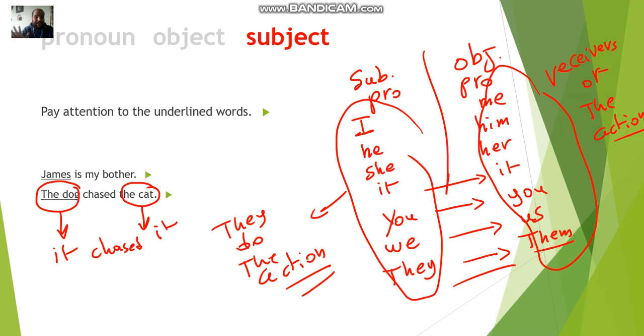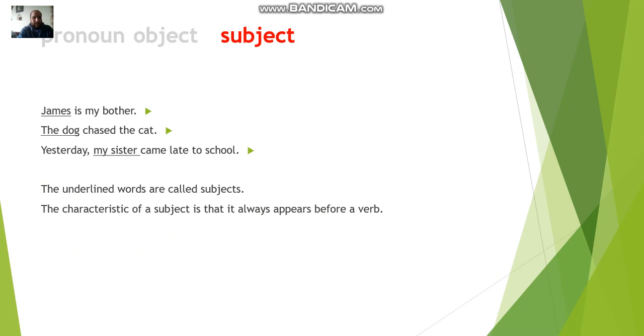As easy as that. All of those come before the verb. All of those come after the verb. Yesterday, my sister came late to school. My sister, she is what? She is the doer of the verb of coming late to school. Okay?